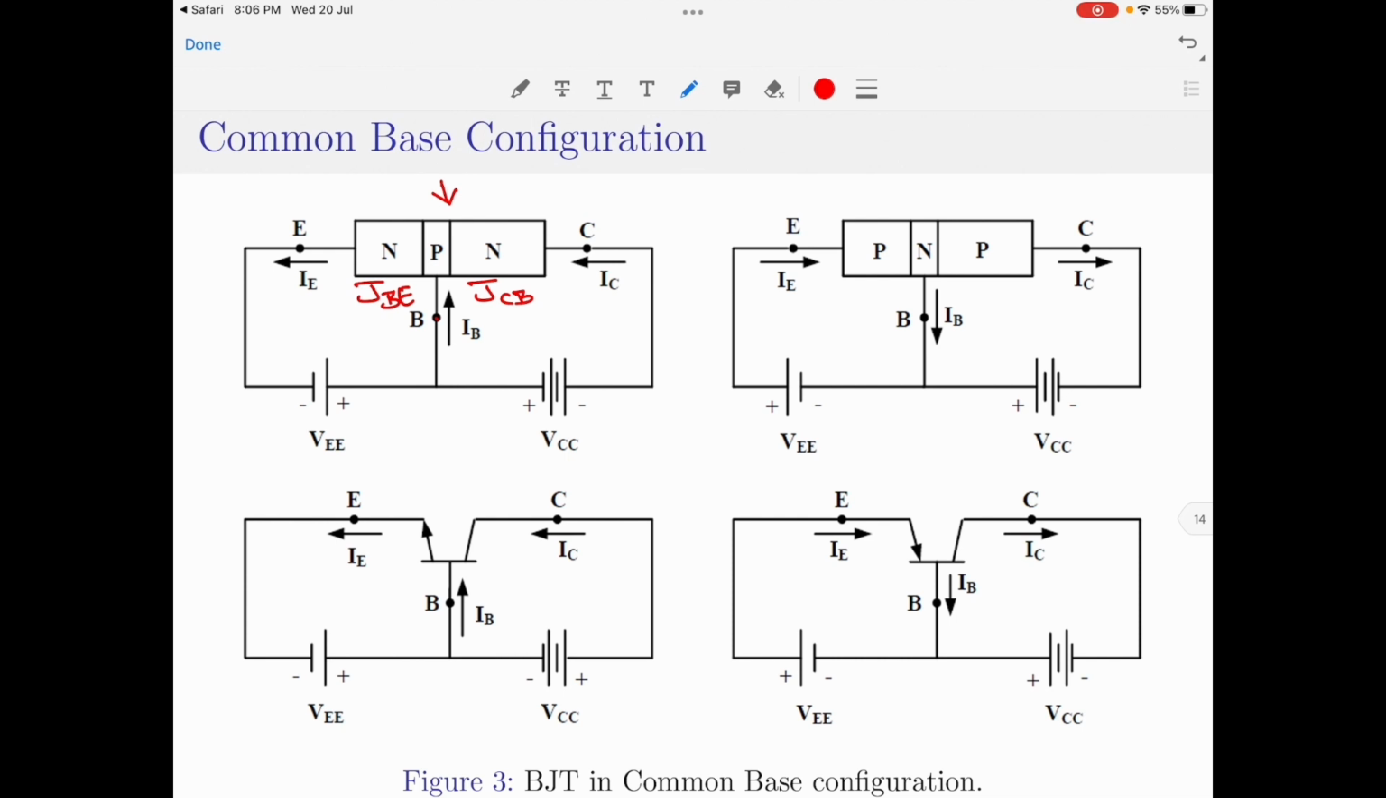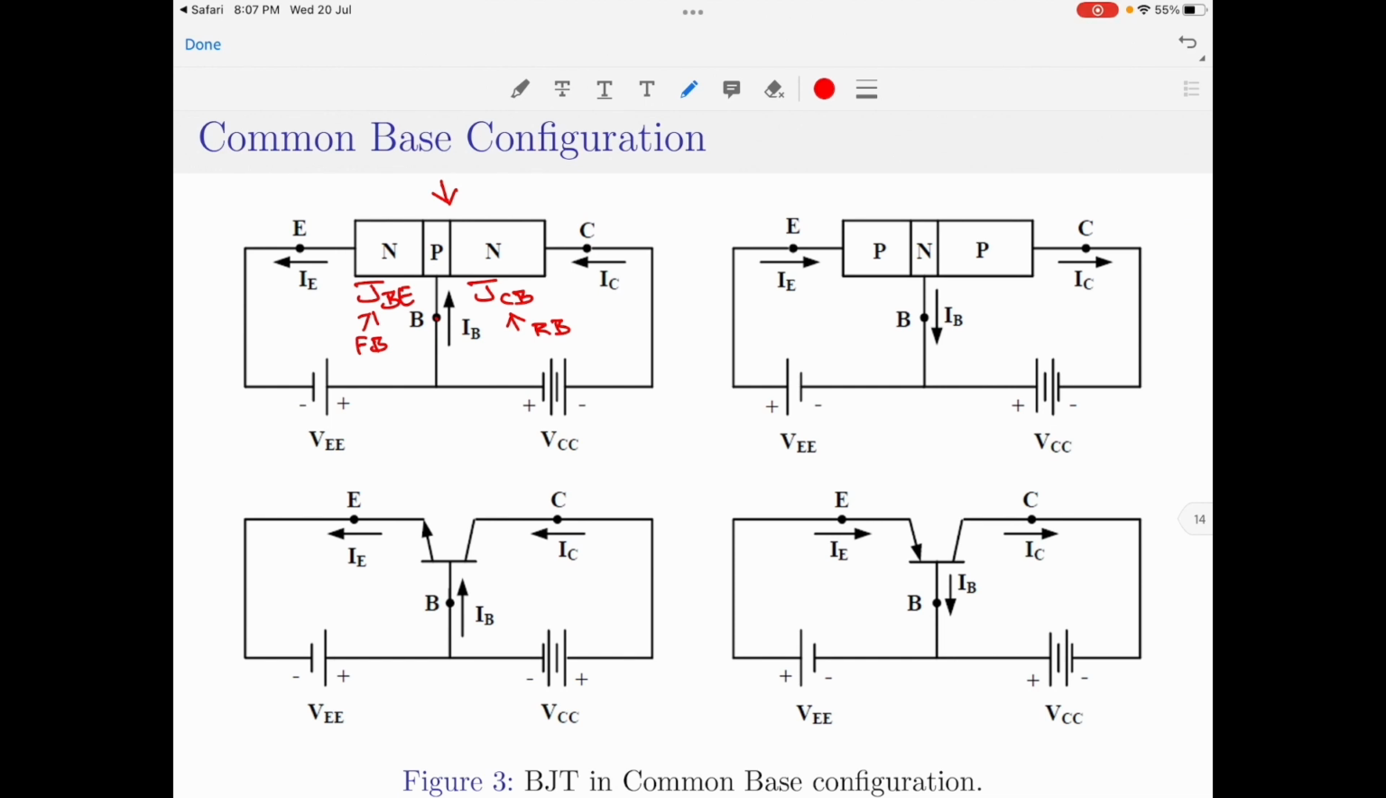Now, as I said, if both of the junctions are reverse biased, the device operates in the cutoff region, and when I say cutoff region, it simply means it is off. There is no application of that. Let us now talk about the active region. In the active region, you must note the base to emitter junction should be forward biased and the collector to base junction should be reverse biased.